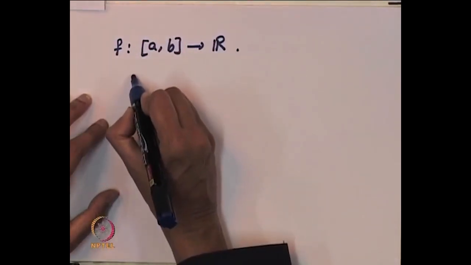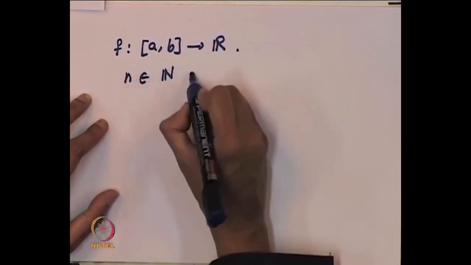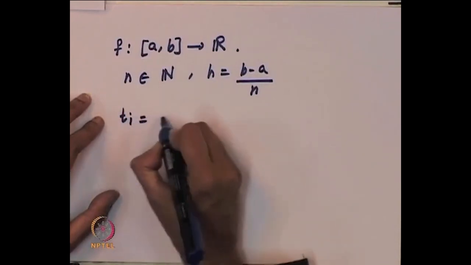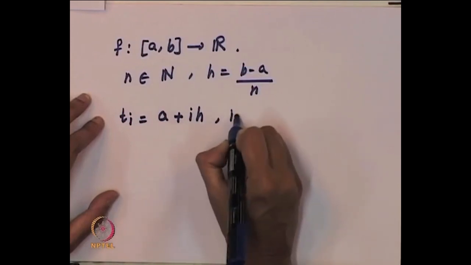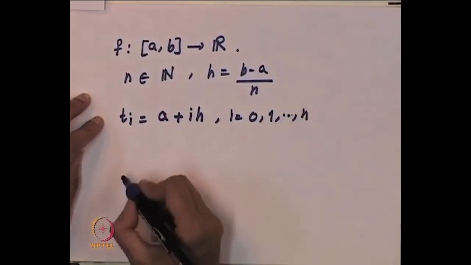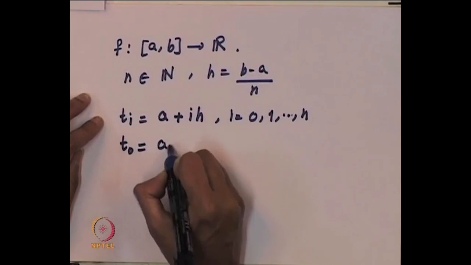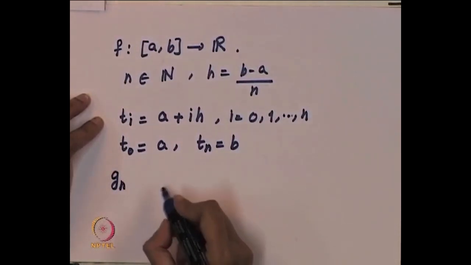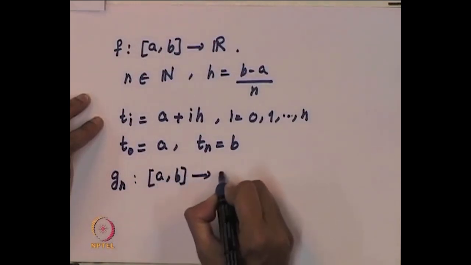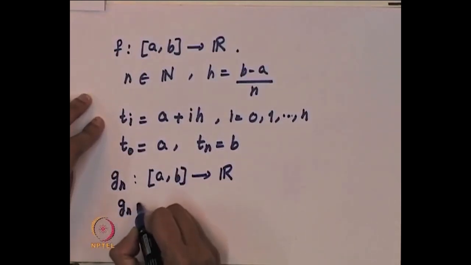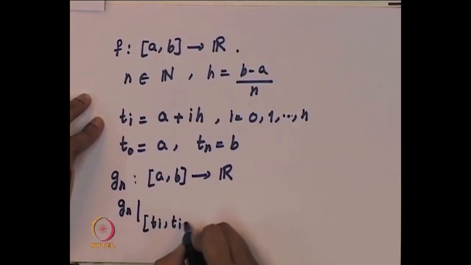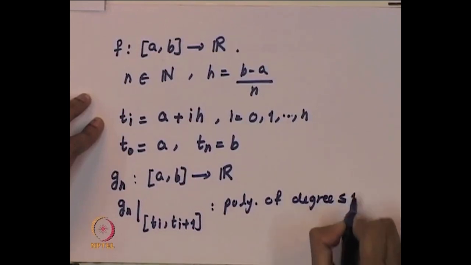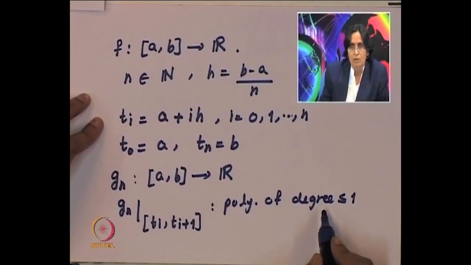then consider n to be a natural number, h to be (b minus a) divided by n, and t_i equal to a plus i h, i going from 0, 1 up to n. So, t_0 is going to be equal to a and t_n is going to be equal to b. And we look at a function g_n, which is defined on the interval [a, b], taking real values, such that g_n restricted to [t_i, t_{i+1}] is a polynomial of degree less than or equal to 1. So, on each interval it should be a polynomial of degree less than or equal to 1.